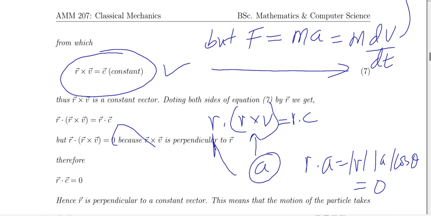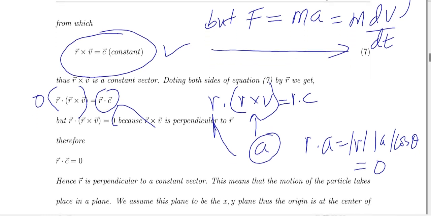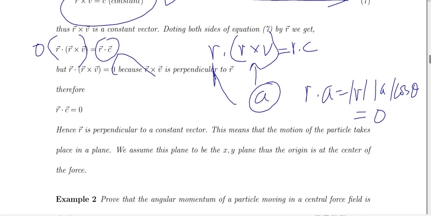So that means the constant vector here is equal to 0. This side becomes 0, and so R dot C becomes 0, and therefore R is perpendicular to a constant vector. We conclude that R is perpendicular to a constant vector, and therefore the motion of a particle takes place in a plane. Now, for simplicity, we shall assume that this plane is the xy plane, and therefore the origin is at the center of the force.